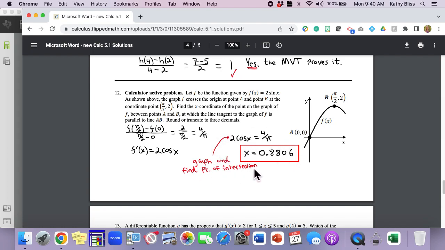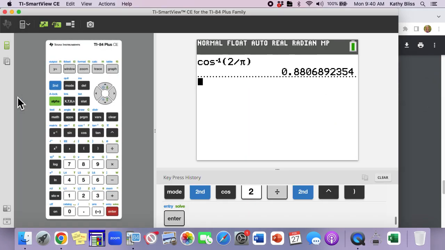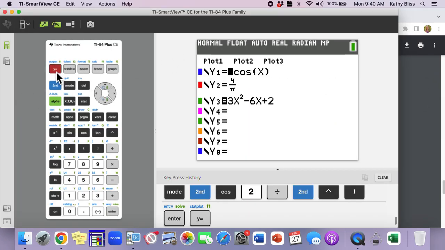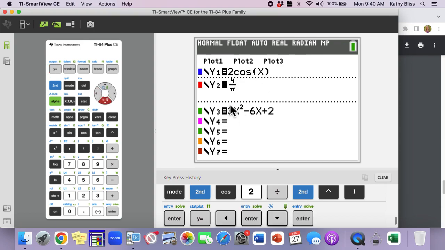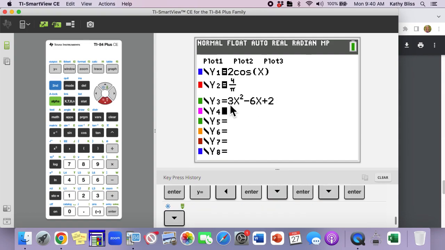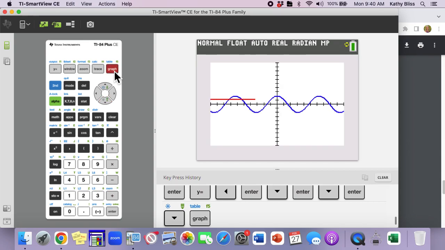But what they suggested here was to graph and then find the point of intersection. Another totally plausible way of doing it. So if I have these two equations in my calculator and I hit enter and enter, because I want to see those now, and I hit enter over the equal sign on that third one, so that one won't show. This is what I want to look at. Then I hit graph, and there are lots of intersection points, so I'm not really sure which one they're interested in.